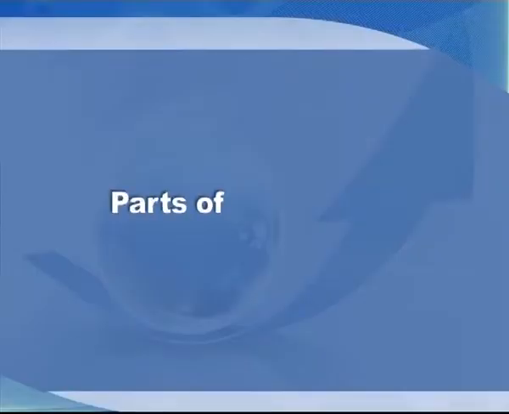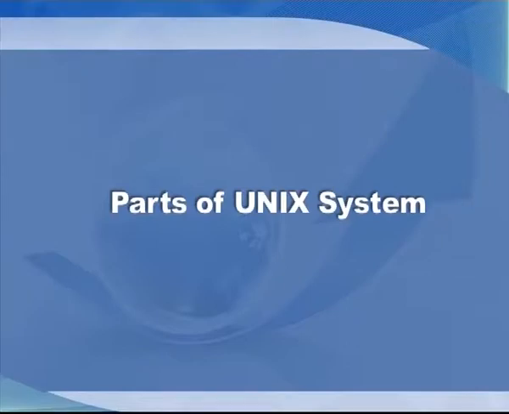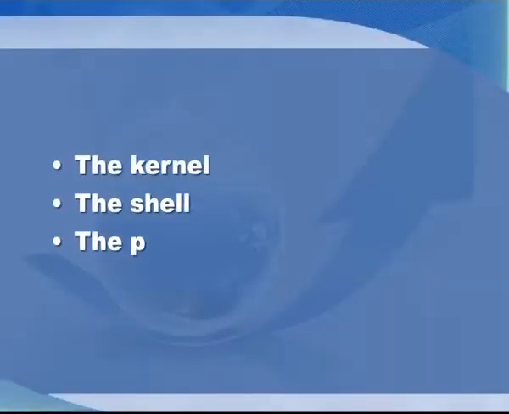Most of the school use Solaris on the servers and workstations, and Fedora Linux on the servers and desktop PCs. Parts of the UNIX system. The UNIX operating system is made up of three parts: the kernel, the shell, and the programs.